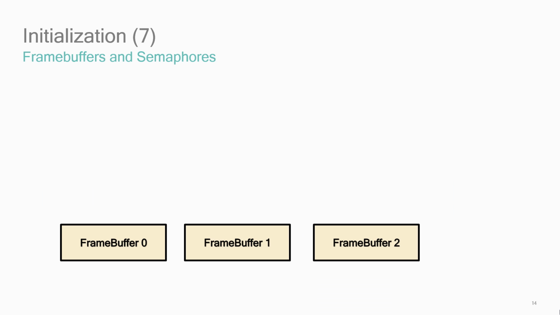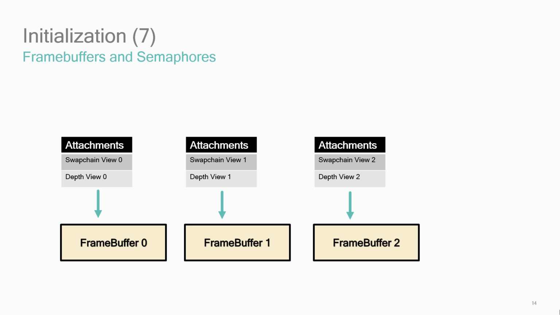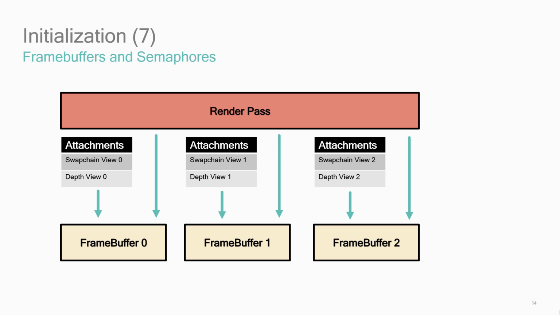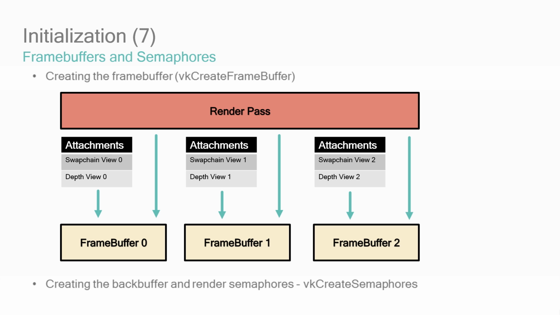We create frame buffers for each swap buffer image. These contain the actual attachment views that will be used during the rendering, as well as a reference to the render pass that the frame buffer will be used with. A call to VK create frame buffer creates each frame buffer. We also create two semaphores, back buffer and render, using VK create semaphore. These will be used to help synchronize the rendering. We'll show how those are used in a second.